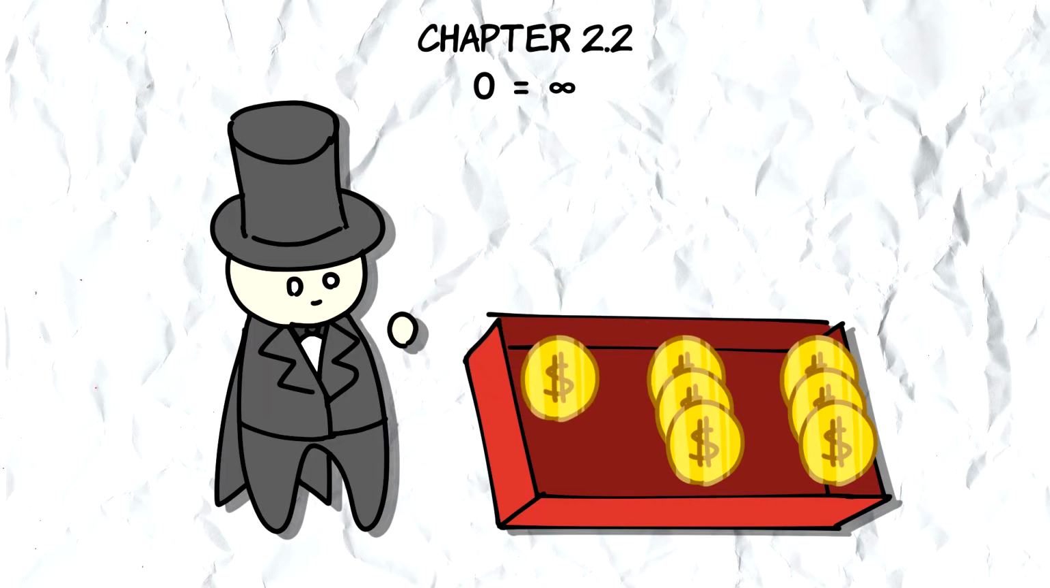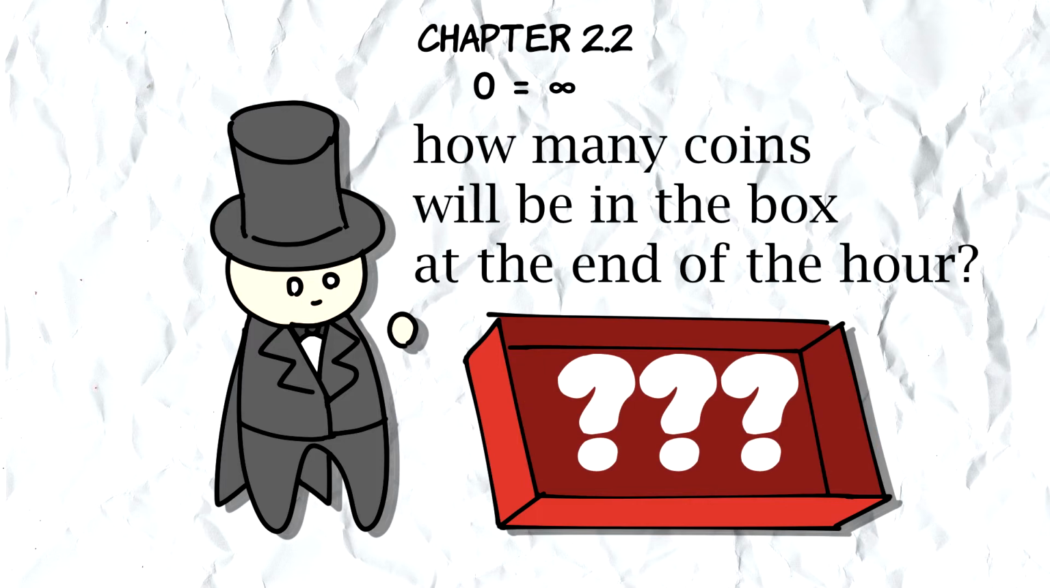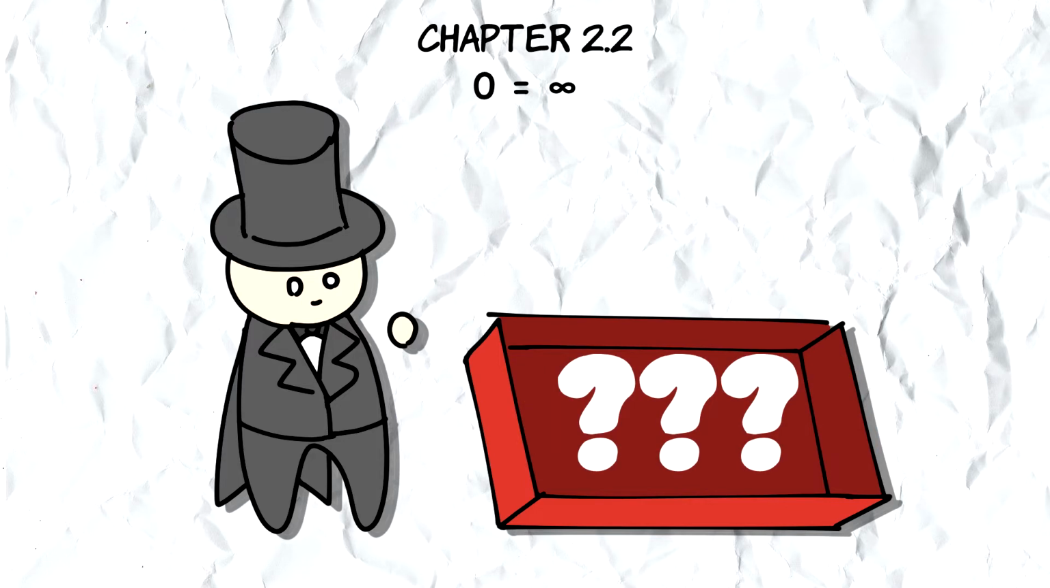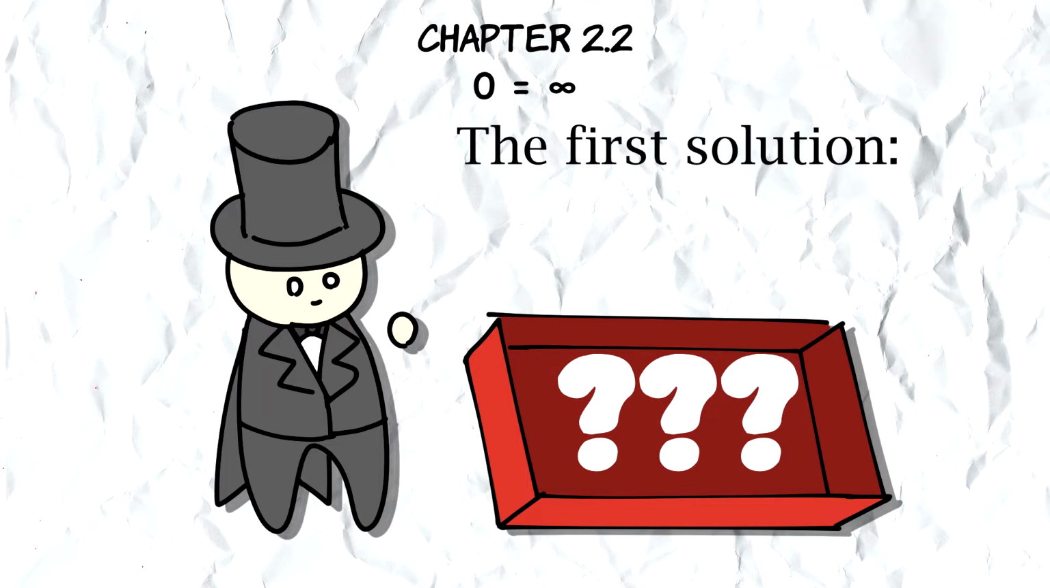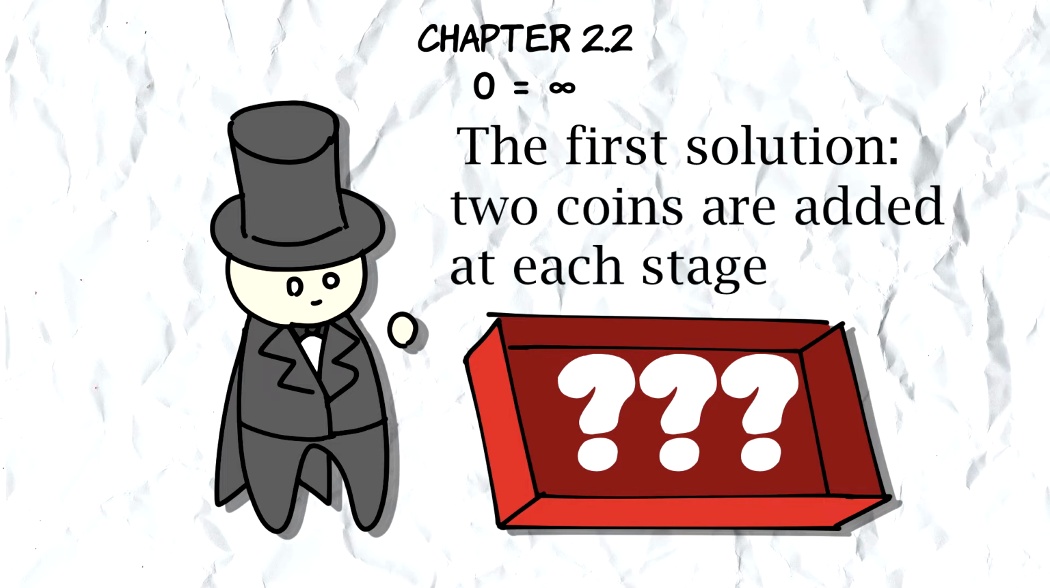He repeats this method for an hour. How many coins will be in the box at the end of the hour? Now, one might think of 2 solutions. The first one is that at each phase, 1 coin is withdrawn from the box and 3 new ones are inserted. This implies that 2 coins are added to the collection in the box at each stage.